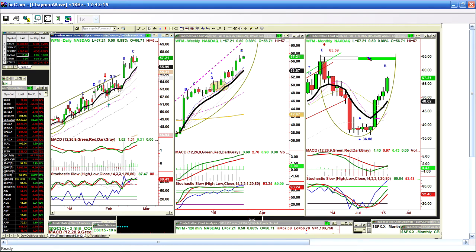Why? Because it still has that outstanding monthly U-shaped pattern that says, unless I'm making a right shoulder failure in the Chapman wave, and this has gone a little higher than I would have expected, because if it stalled at 55, I'd say, whoa, be careful. But it's kind of exceeded that level. It's really improving a lot.